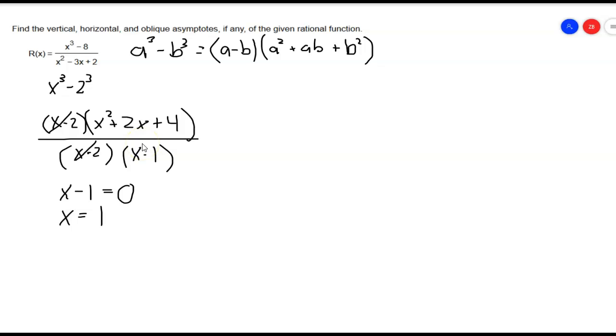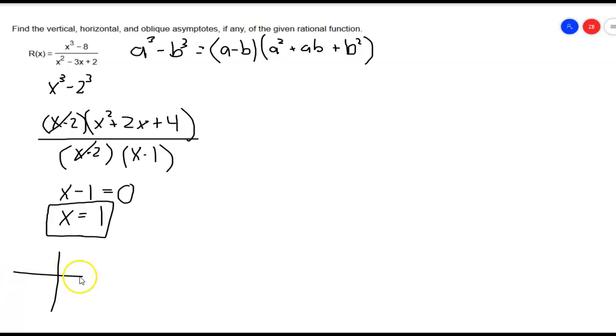Not always, but most of the time. So if I put a 1 in here, I get 1 plus 2 plus 4, and that's definitely not equal to 0, so we're fine. So if we get a non-zero over a 0, that tells us that this value here is going to be a vertical asymptote. So this is the vertical asymptote.